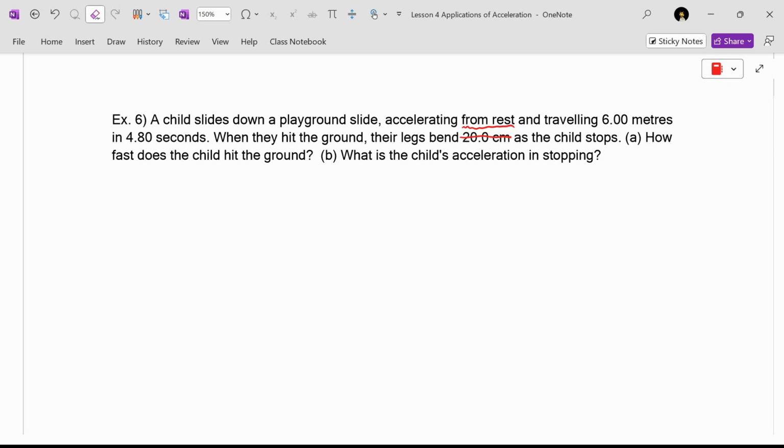20 centimeters. How many meters? How many centimeters in a meter? How many centimeters are on a meter stick? You've all held one, so I'm going to assume you've all at least seen the number. To go from centimeters to meters, divide by 100. This is going to be 0.2 meters.